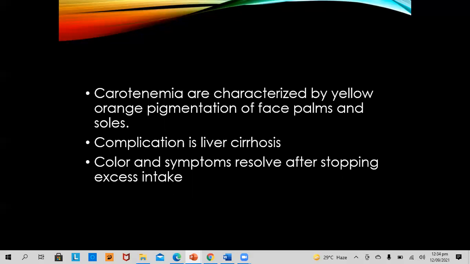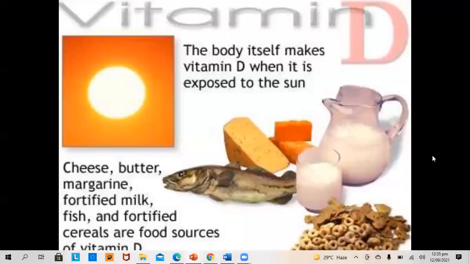Carotenemia is characterized by yellow-orange pigmentation of face, palm, and soles. Complication is liver cirrhosis. Color and symptoms resolve after stopping excessive intake. Then a very essential vitamin, a vitamin which is now coming up as a very important vitamin in many skin disorders. It is vitamin D.